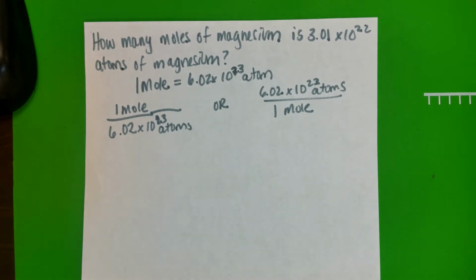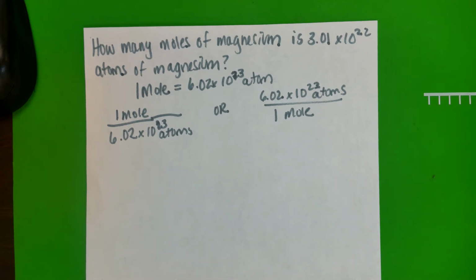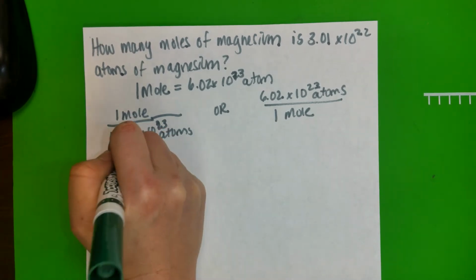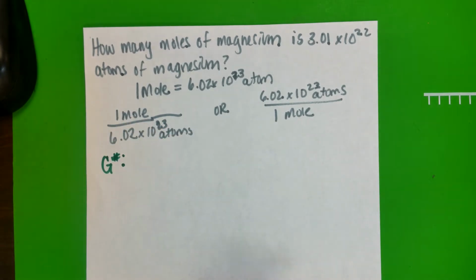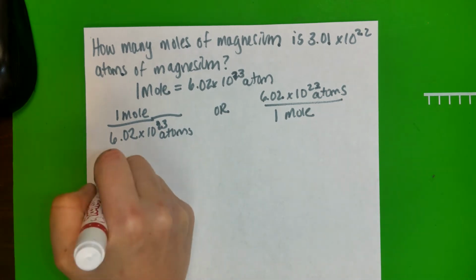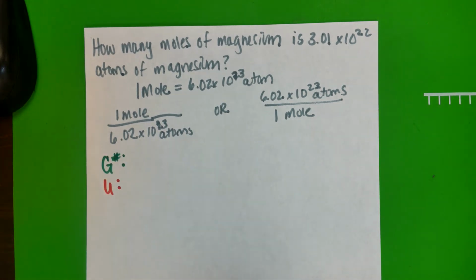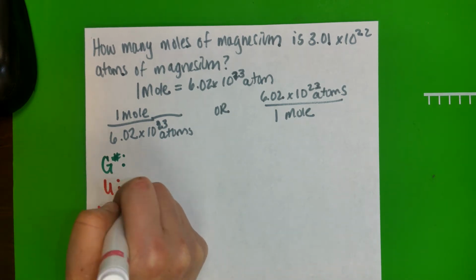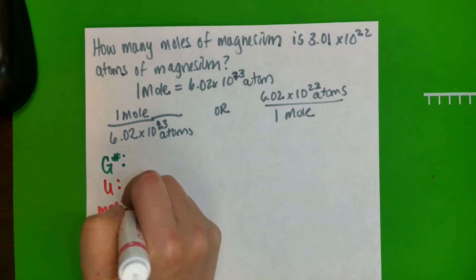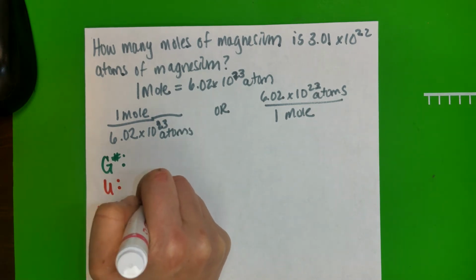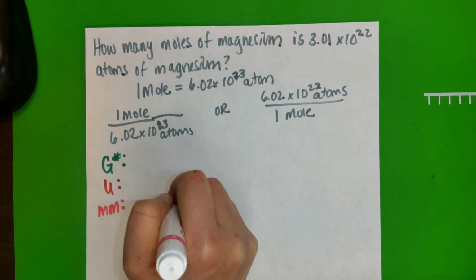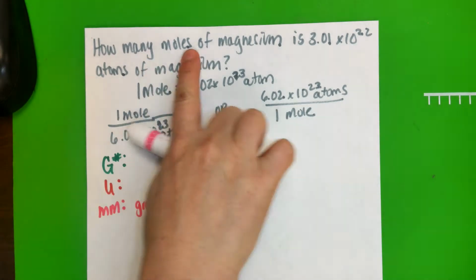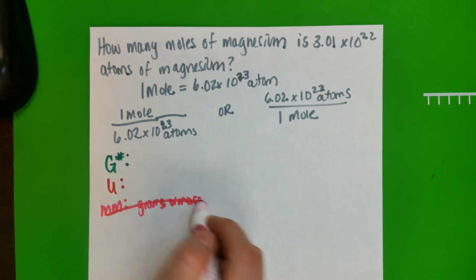We're going to start with GUM, and I hope you saw the video in the beginning, which shows GUM. The first thing is the G, that means the given number. And then of course it's your U, that's your unknown. And after that is MM, which is molar mass. Now molar mass, keep in mind, is only used if it's grams or mass in the story. Since there's no grams or mass in the story, we don't need it.